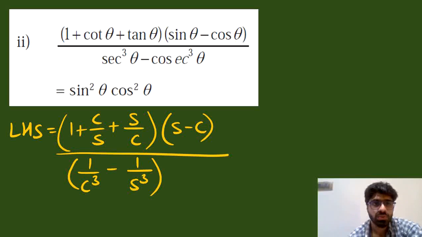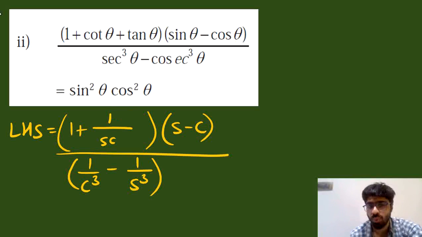Let's combine the two terms here. If we are combining these two terms, then that would become cos square theta plus sine square theta upon sine theta cos theta. It's like just cross multiplying and adding the fractions. Okay, so that's cos square plus sine square upon sine cos. But cos square theta plus sine square theta is 1. And finally we have, if you combine the two terms here, sine theta cos theta plus 1 divided by sine theta cos theta.